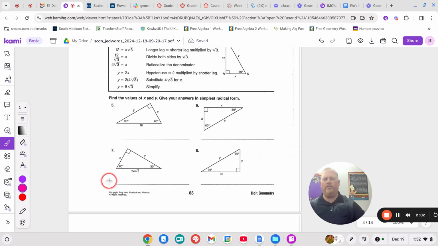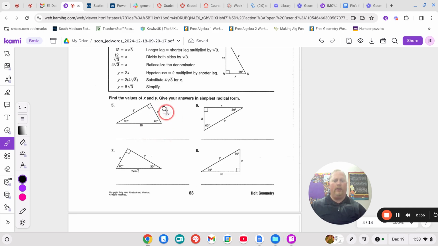So let's start with question number 5. This is a 30, 60, 90 right triangle. Looking at it, X is the short leg, Y is the long leg, and the 18 is the hypotenuse. If we follow our rules on that little chart, if we're given the hypotenuse, let's find the short leg first by just dividing by 2. So the hypotenuse is 18, divided by 2, and the short leg is 9.